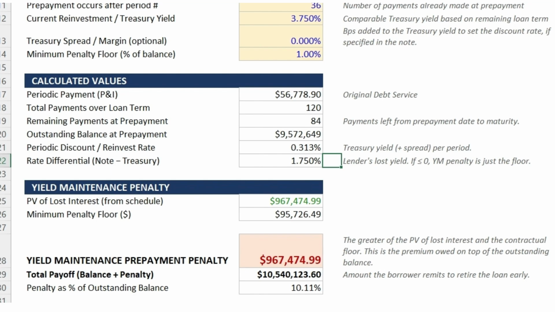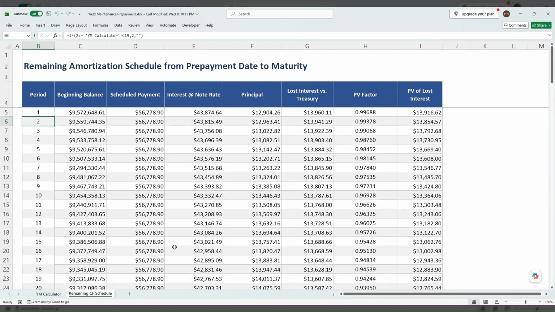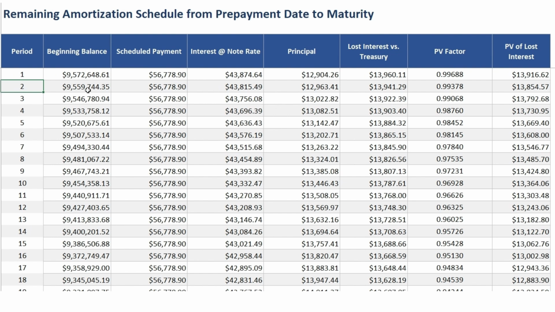To calculate this, we create an amortization schedule. In this amortization schedule, it starts with the beginning balance, the current balance of the loan, the actual scheduled payment, interest on it, and the principal repayment that would have been done. These are also laid down. But the most important part is this, which is lost interest versus the treasury. This is the rate at which the lender is losing.